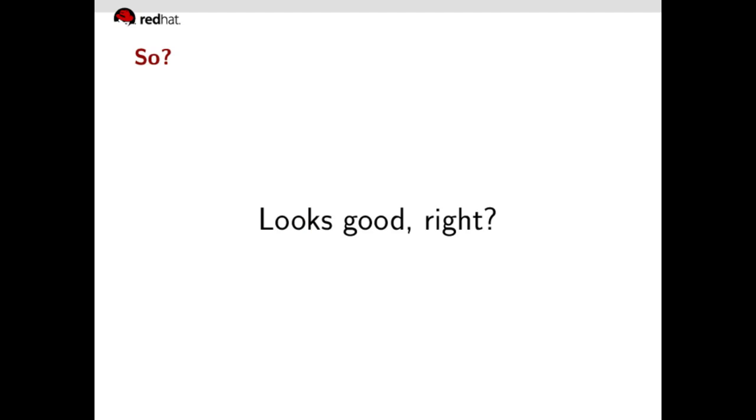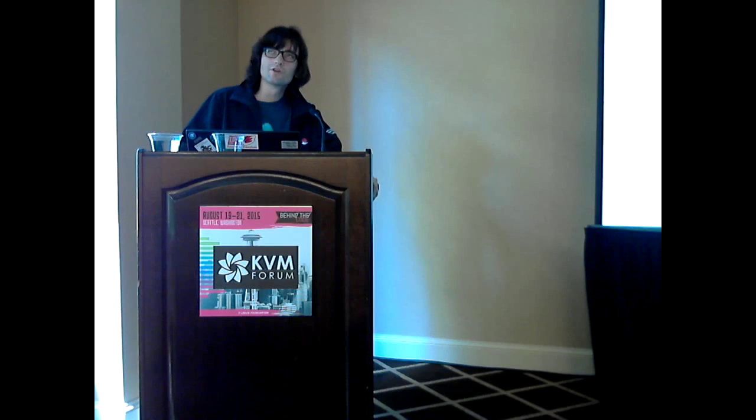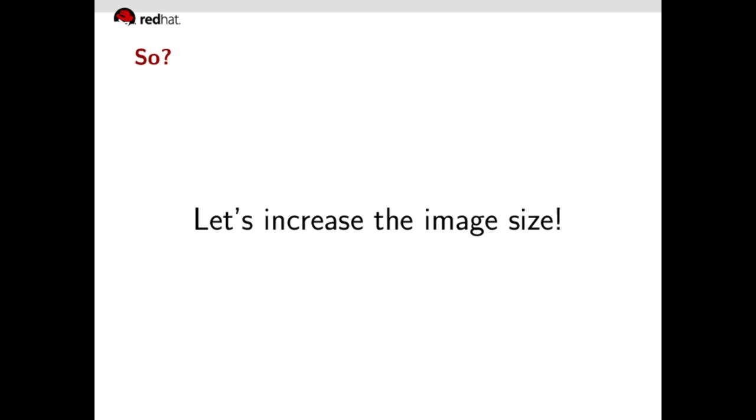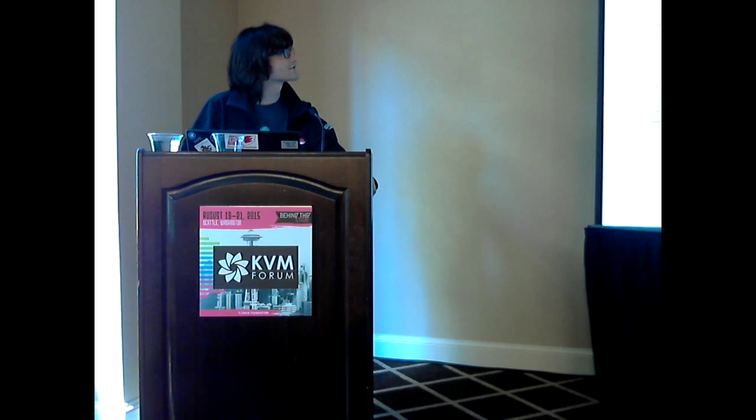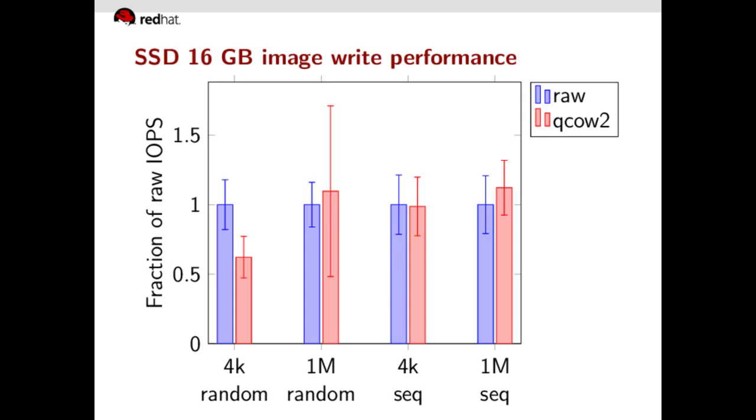But, well, we use 6 GB images. That seems awfully small. Is there some reason for that? Maybe we should just increase the image size to get a more realistic approach, right? Okay, let's use a 16 GB image on an SSD. Oh, wait, that doesn't seem right. Suddenly, the performance for 4K random writes dropped to like 60 to 70%.